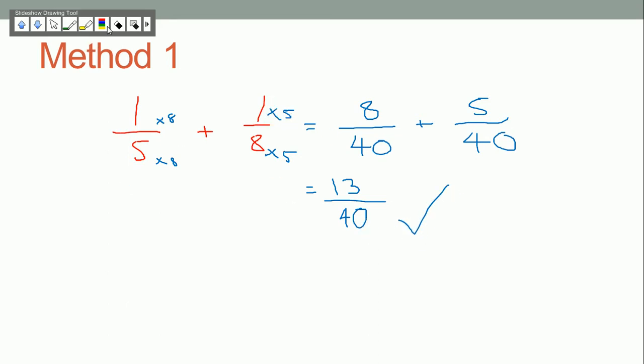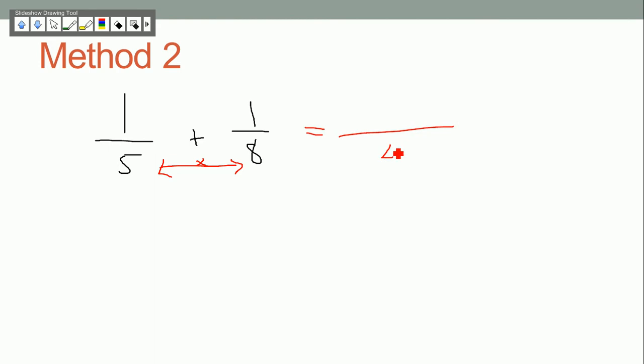So that's method 1. Method 2 is, in my opinion, my favorite and the easiest, but again, that's completely up to you and how you learn. So having a look at the second method, let's do the same example. So 1 over 5, and we are going to add 1 over 8. Now the first thing we do in this method is multiply these two numbers together, and that will give us our common denominator. So 5 times 8 is 40.